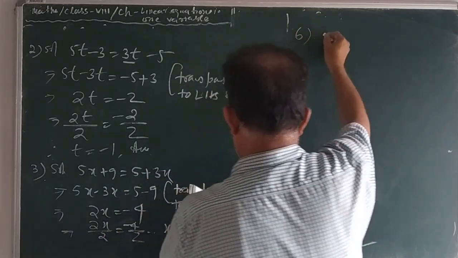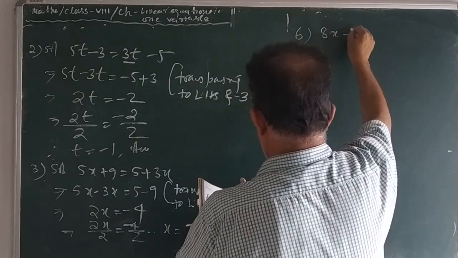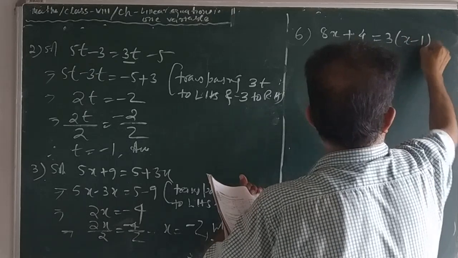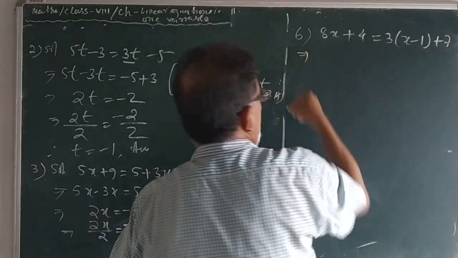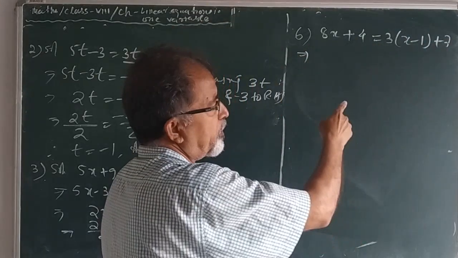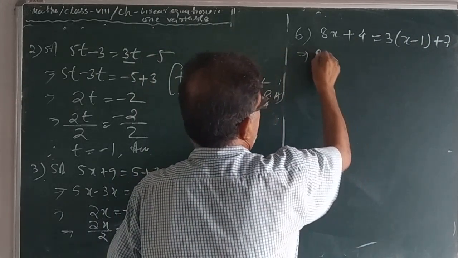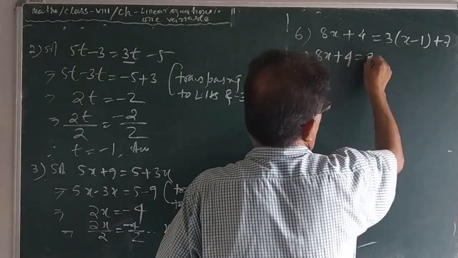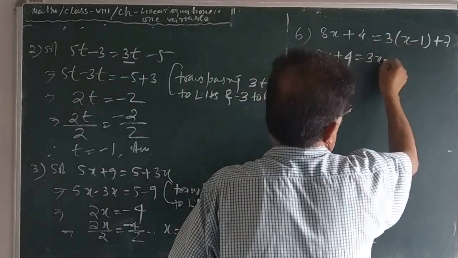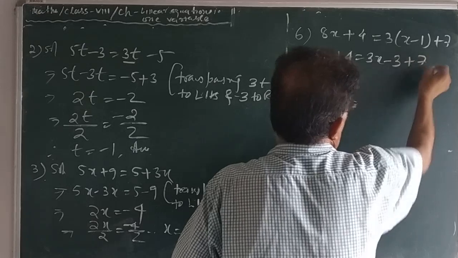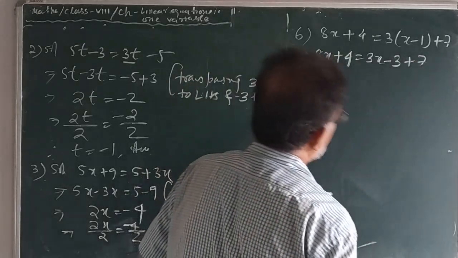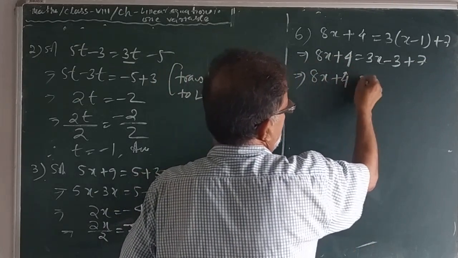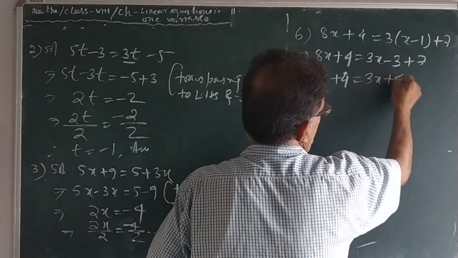Question number 6: 8x plus 4 equal to 3 into x minus 1 plus 7. According to the rule, first of all we will have to remove the bracket. You already know how to remove brackets. 3 into x equal to 3x, 3 into minus 1 equal to minus 3, plus 7. We will simplify both sides to the simplest form. 8x plus 4 equal to 3x plus 4.